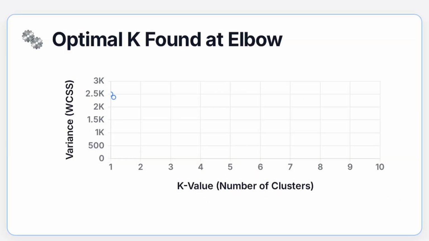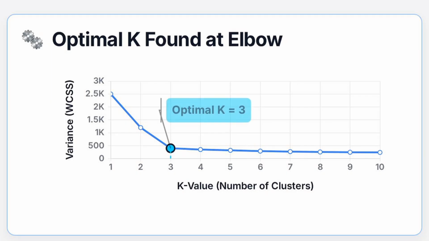This chart plots within cluster variance against different values of k to determine the optimal number of clusters. By looking at the line chart and finding the sharp bend where the rate of drop suddenly flattens out, the elbow point, you identify the exact right value for k.